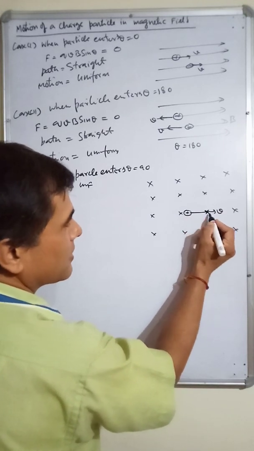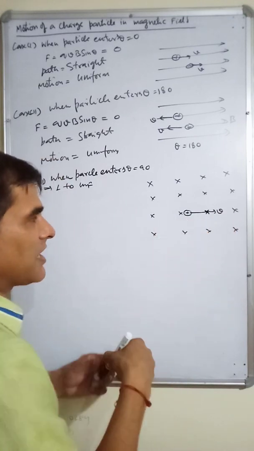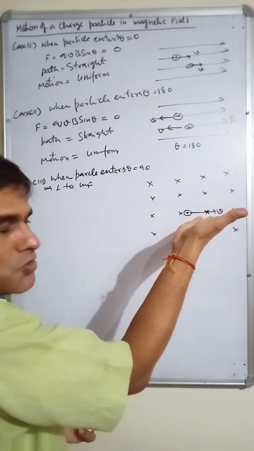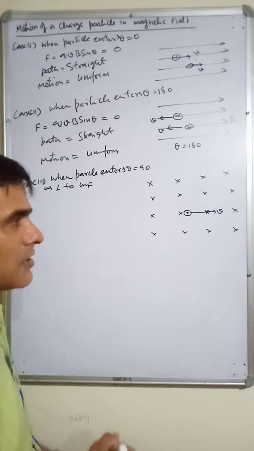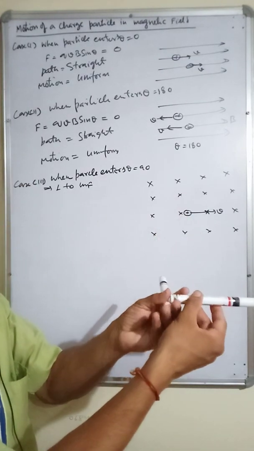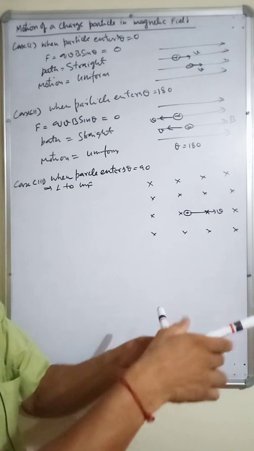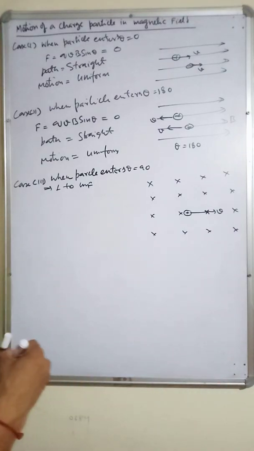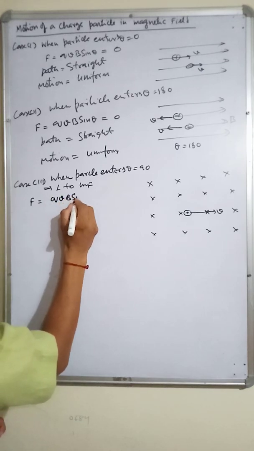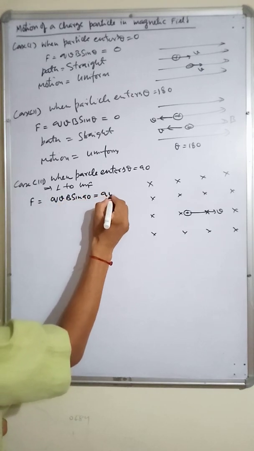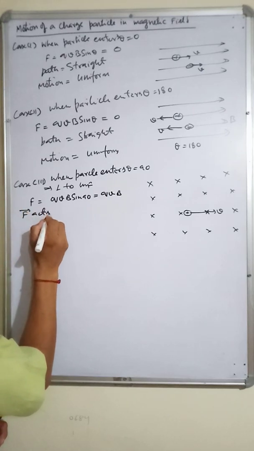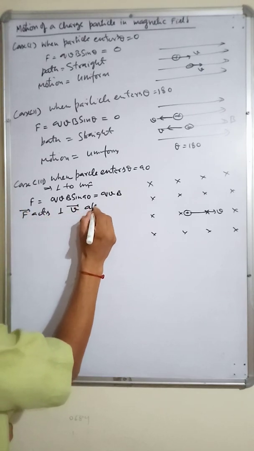Now suppose this is the charged particle, and it enters the magnetic field at an angle. This is the velocity, and the magnetic field is inward. Look at this: this is the magnetic field, this is the velocity, so this angle is 90 degrees. So what happens at 90 degrees? F is equal to qvB sin 90, which is qvB sin theta. This force F acts perpendicular to the velocity always.